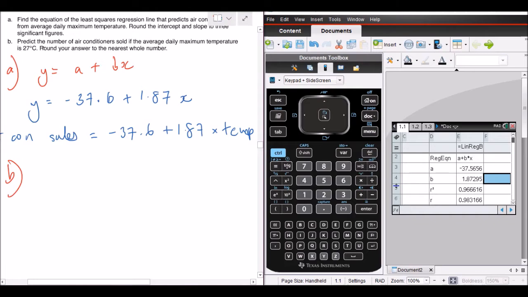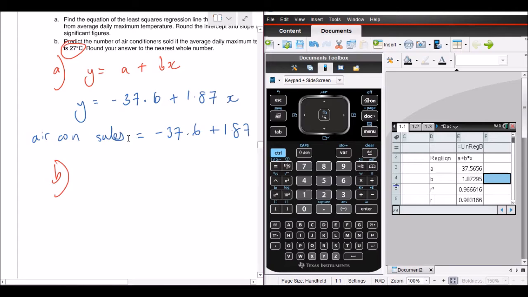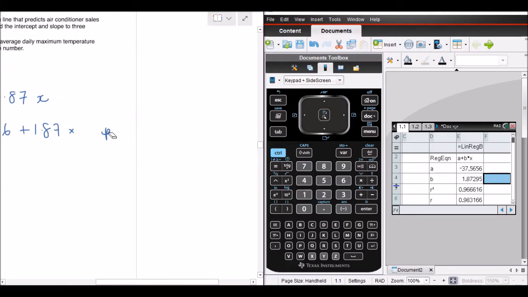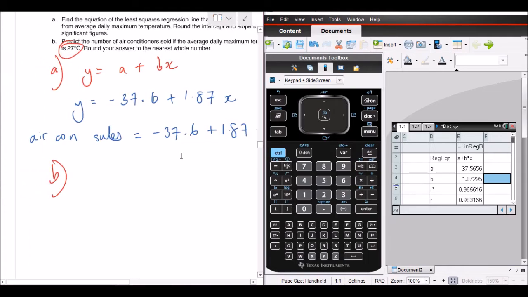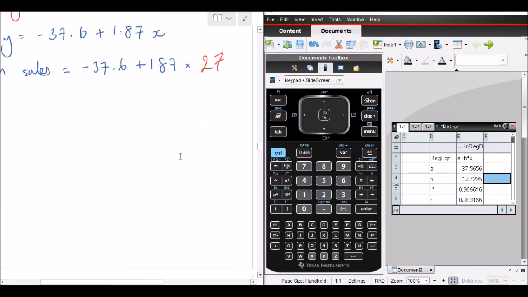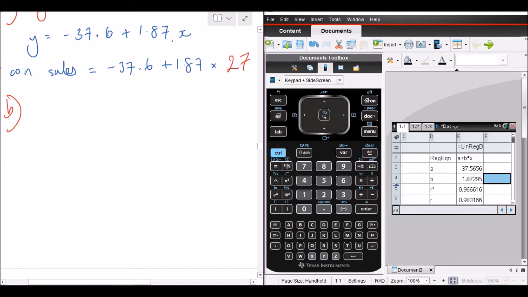All right, part B says predict the number of aircons that will be sold if the average maximum temp is 27. Round your answer to the nearest whole number. So what we're looking for here is what would the aircon sales be if temperature was 27? All right, so let's work it out. Just use your calculator for this. You can actually just use your solve function for this.